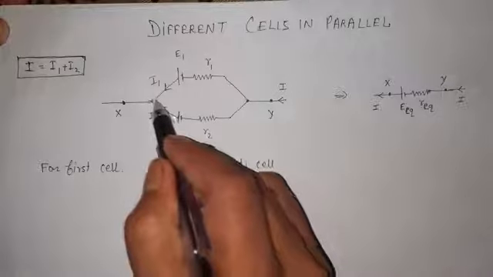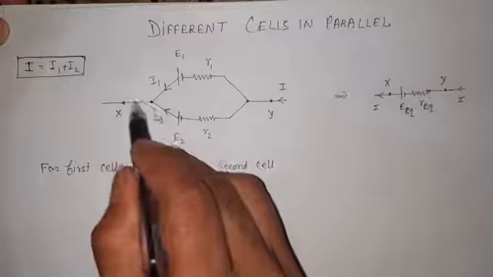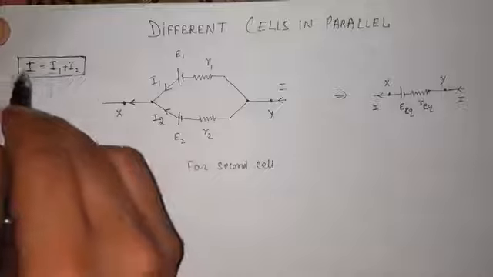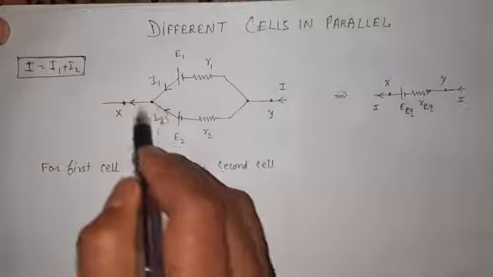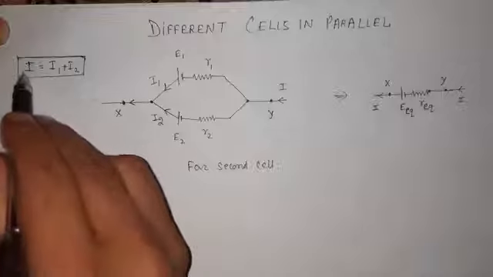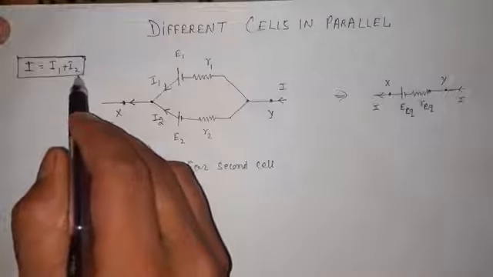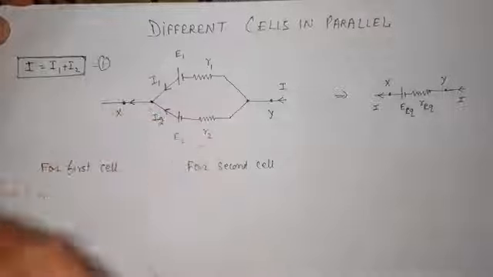As their positive terminals are connected over here at X, what will be the total current that passes through X? The total current will be I1 plus I2. दोनों करंट ऐड होकर के उस X से पास करेंगे, तो इसलिए टोटल करंट I1 प्लस I2 बन गया. ठीक है, so let us make it our equation number one.